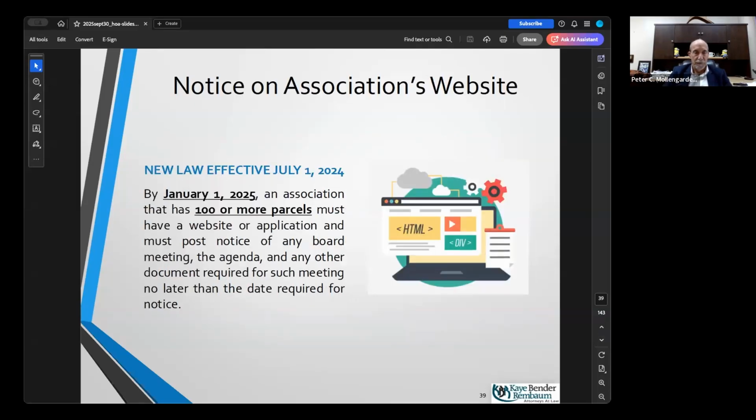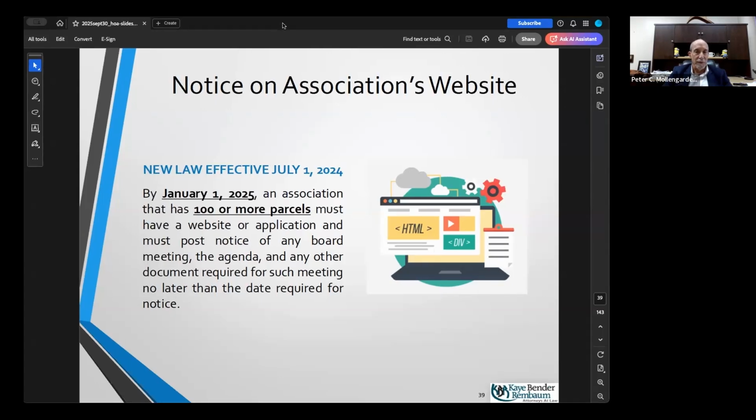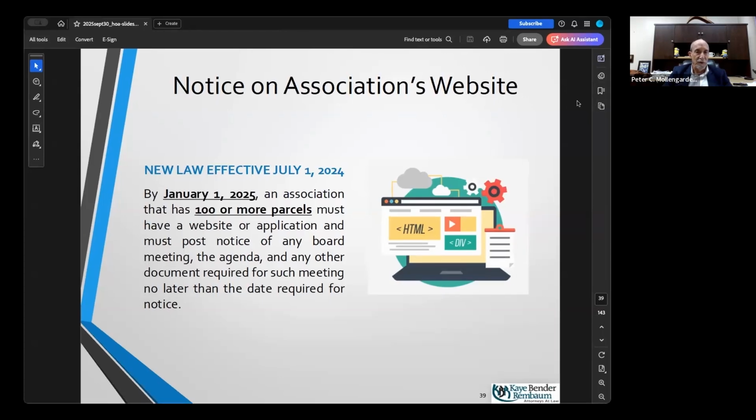Also, a new law, and we already mentioned this, we'll mention it again. By January 1 of this year, associations that have 100 or more parcels, so 100 plus, must have a website or app and must post notice of any board meeting, agenda, and any other document required for such a meeting no later than the date required for the notice on your app or website.